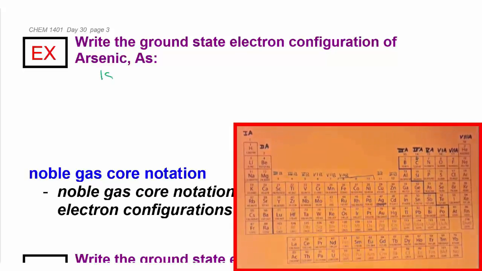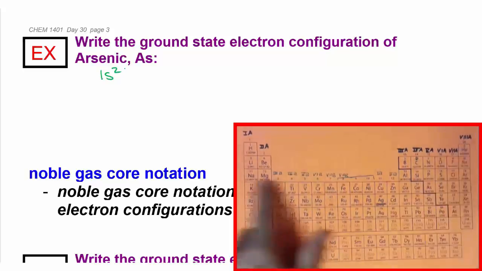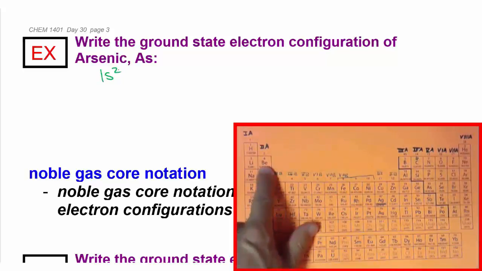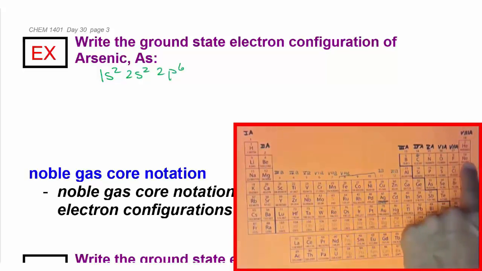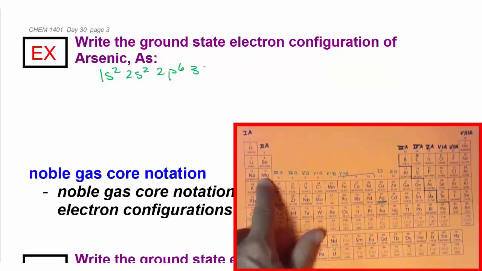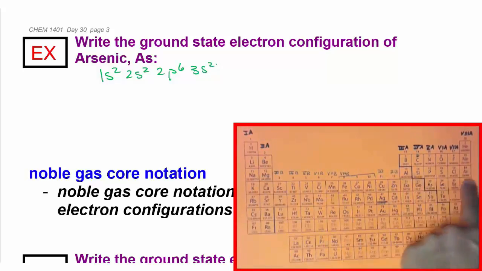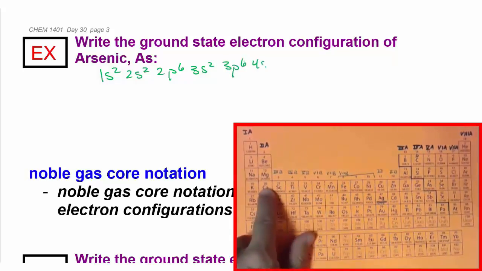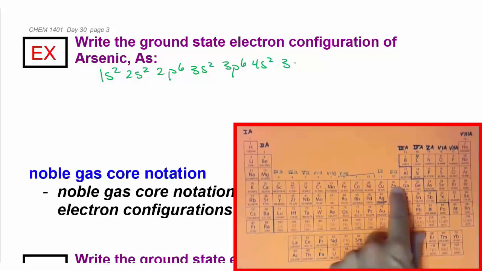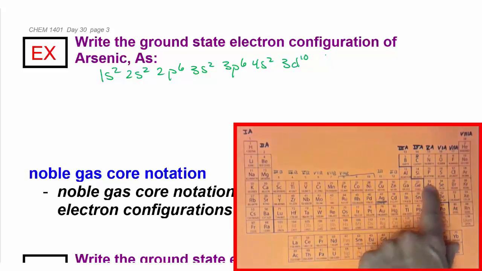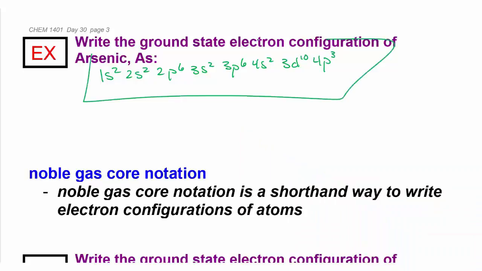So we'll have 1s2 and here, 2s2, 2p6, 3s2, 3p6, 4s2, 3d10, 4p1, 4p2, 4p3. There we go.